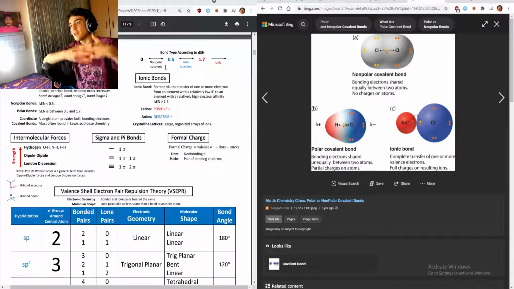That's why it's between 0.5 and 1.7. It can't completely pull it, but it still has some energy to pull it a little bit, but not enough to completely rip it off and steal it. That's where ionic happens. Ionic is the complete transfer. That's how you have Na plus Cl minus. It just completely takes the electron from sodium and gives it to chlorine, making sodium chloride.